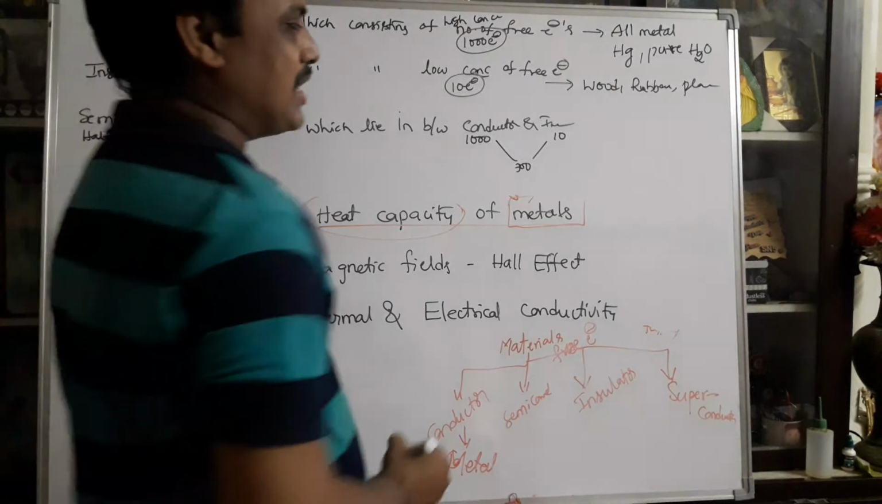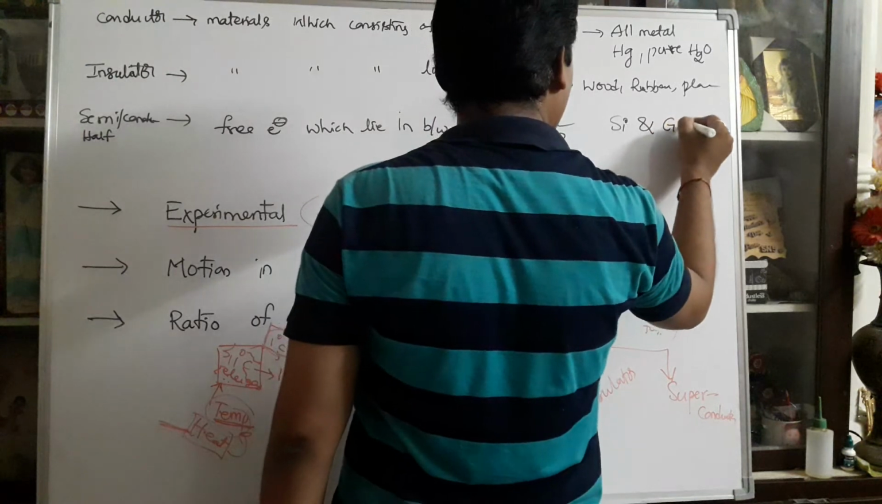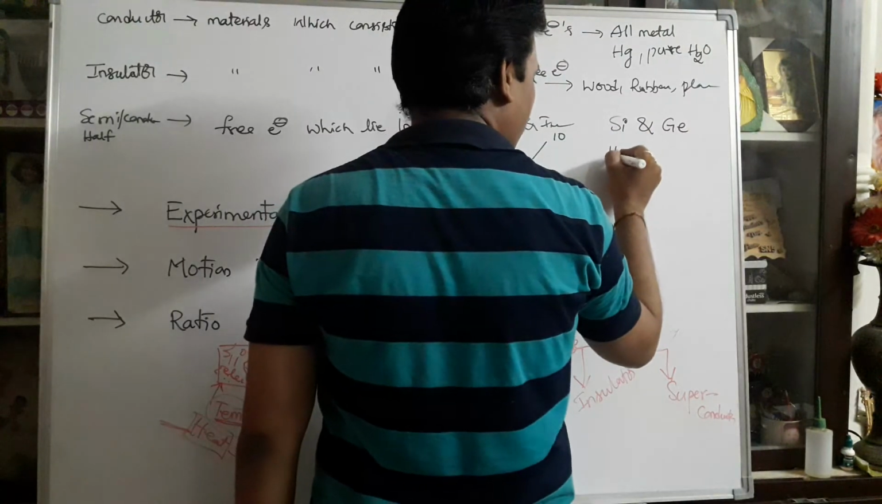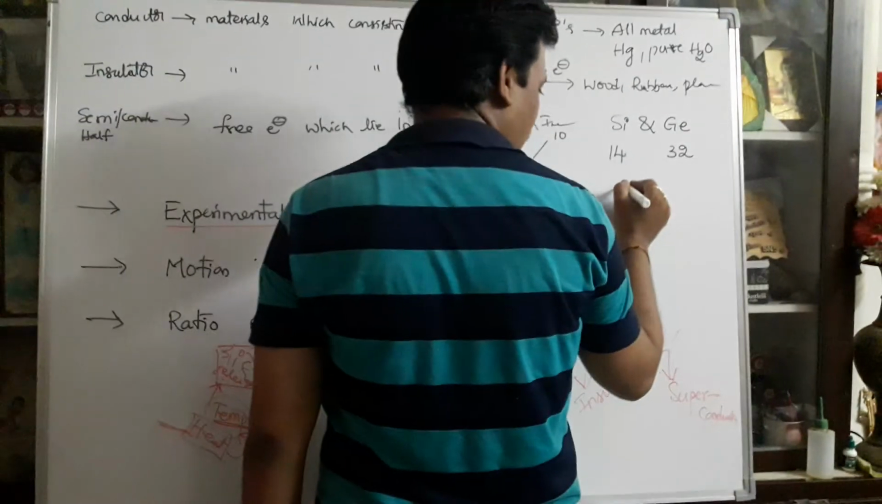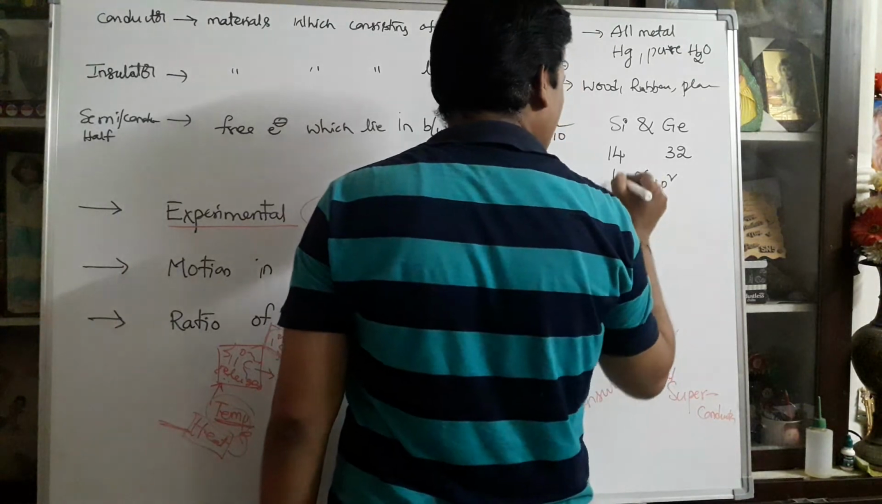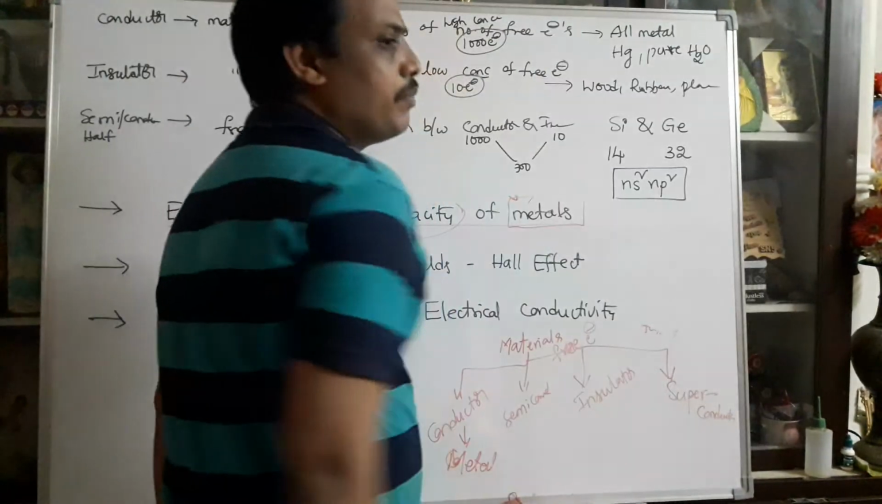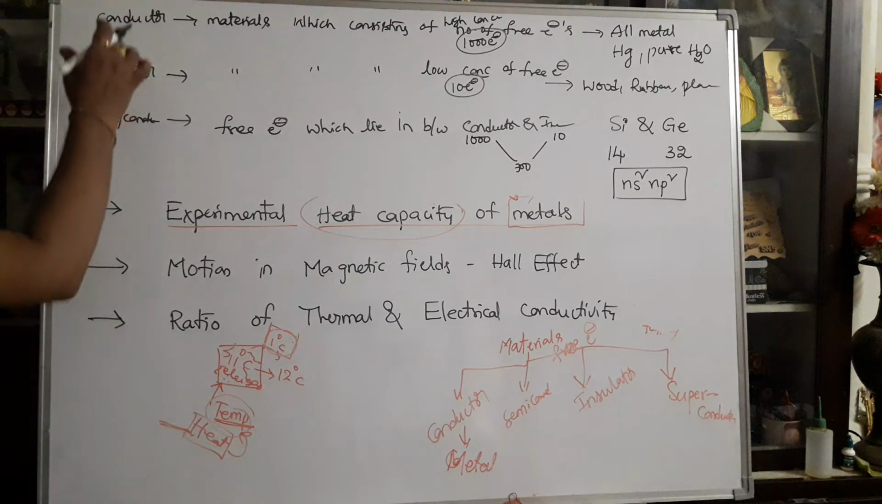In nature, the best semiconductors are mainly two: one is silicon, another is germanium. Silicon's atomic number is 14, germanium's atomic number is 32. The outermost configuration is ns2 np2, except carbon. So the ns2 np2 configuration belongs to the semiconductor configuration. That is the main point.